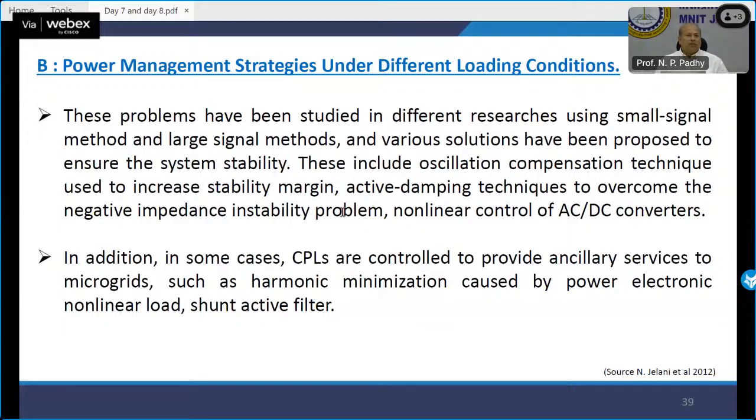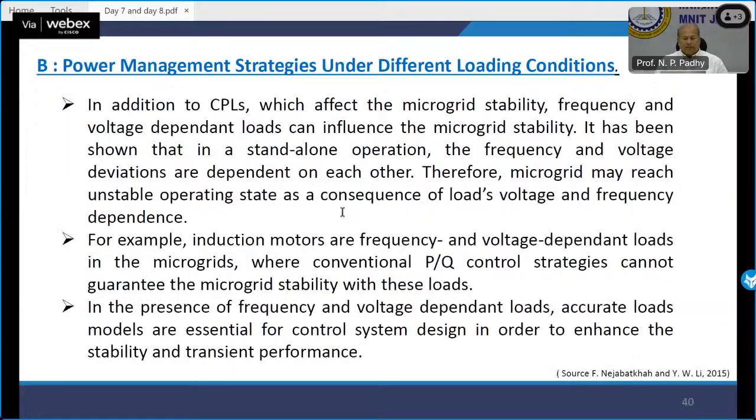This includes oscillation compensation techniques used to increase the stability margin, active damping techniques to overcome the negative impedance instability problem, and nonlinear control of AC/DC converters. In addition, in some cases, CPLs are controlled to provide ancillary services to microgrids, such as harmonic minimization caused by power electronic nonlinear load, shunt active filter, etc.